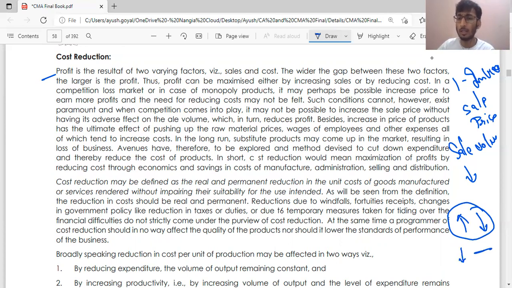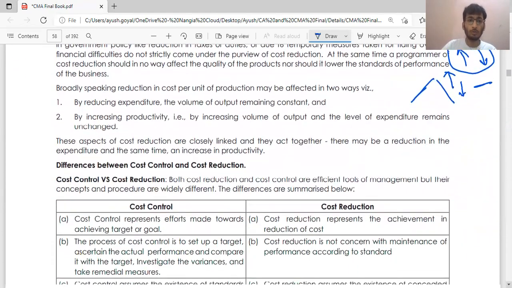There are hardly any chances that it will increase. It's a normal economic concept: demand, supply, and the relation between price and supply. If price goes up, supply goes down. So that's where the second point comes, cost reduction. If you're reducing your cost, it means the sale price is the same, but the cost has moved down. It means the profit is increasing. So the second way is much more achievable. Yes, you need to make efforts for it, but it is achievable. So this is what cost reduction is.